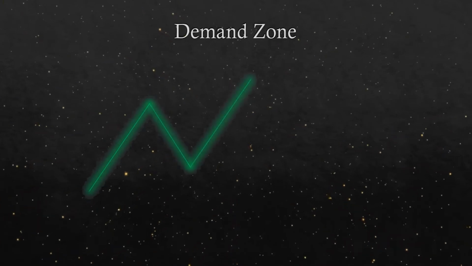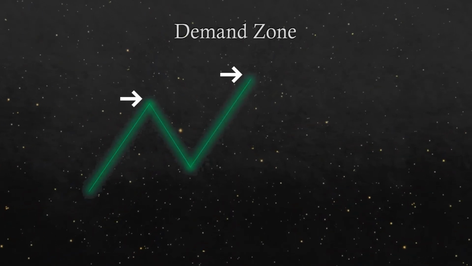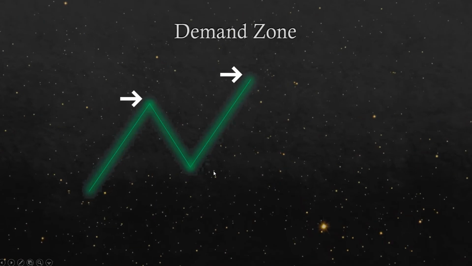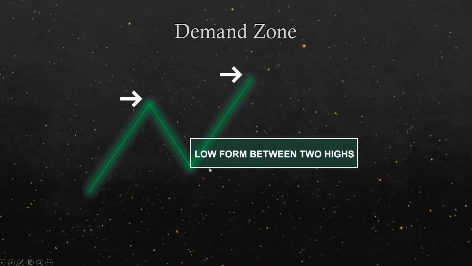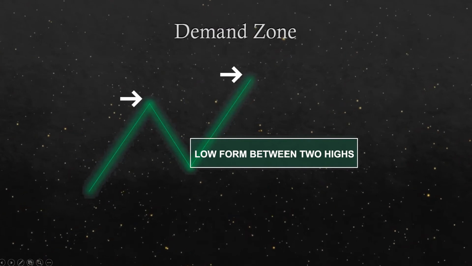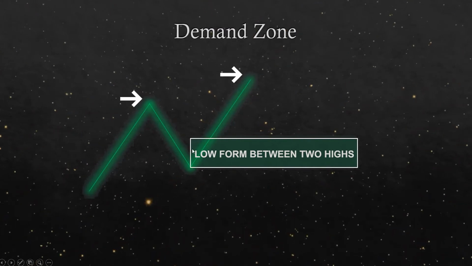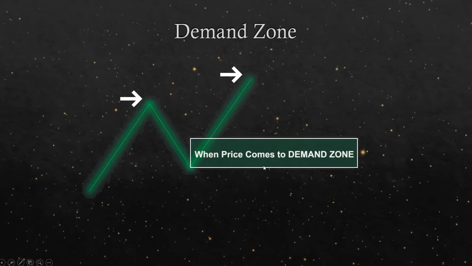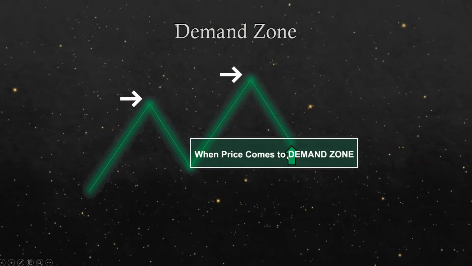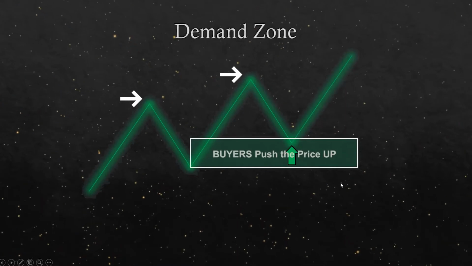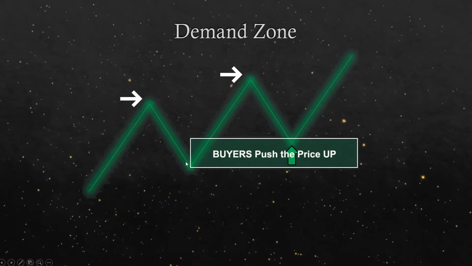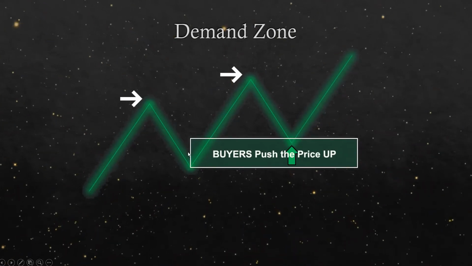A demand zone is formed between two highs. The low between the two highs is called the demand zone. In this area, demand is created. Whenever the price comes to this area, the demand is very high, so the buyers will push the price to the next level. You have to be very stringent, and whenever you take the entry, you have to be super fast.